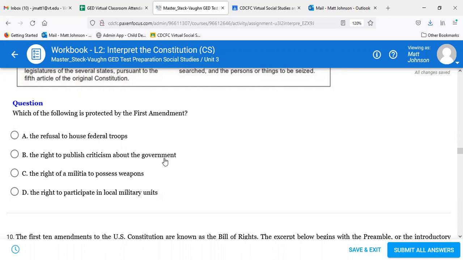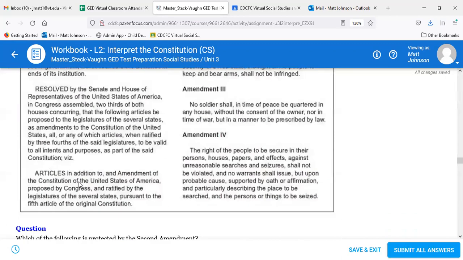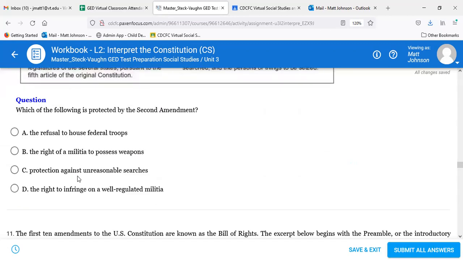Again, that's something that comes from our memory of being under British rule, because we started to criticize their government, and we wanted to maintain that ability for others. Okay, so yeah, 9 was B, right to publish criticism about the government. B as in boy. And our first 4 amendments again. Sasha Gay, would you like to read number 10?